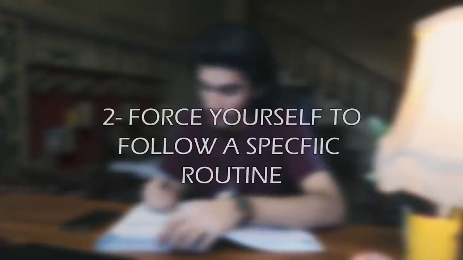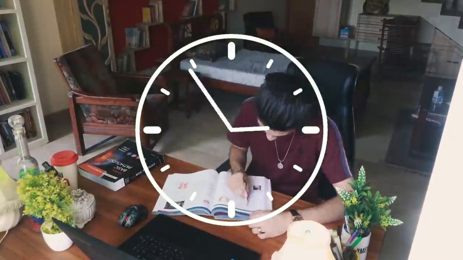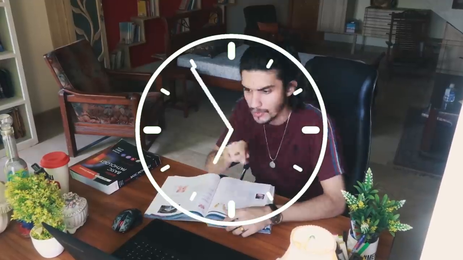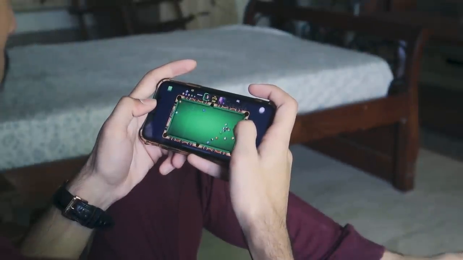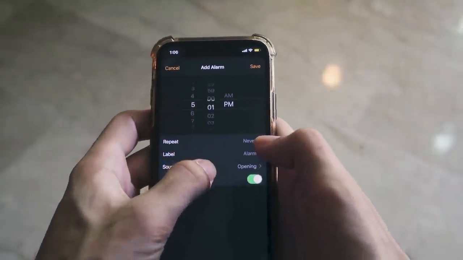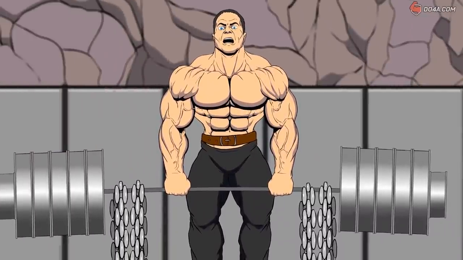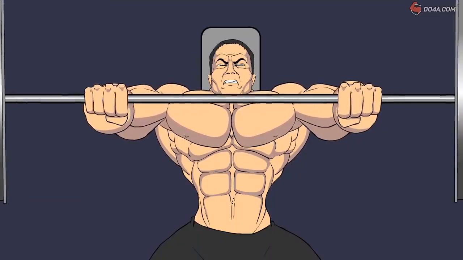Number 2. Force yourself to follow a specific routine. There have been times when I've studied for 10 hours in one day and then taken a 3-day break, just because I wasn't used to studying for such long hours. That's why developing a fixed routine is more important than you think and it helps you stay consistent. It's like going to the gym. When you miss it, you get guilt trips and that motivates you to work even harder.